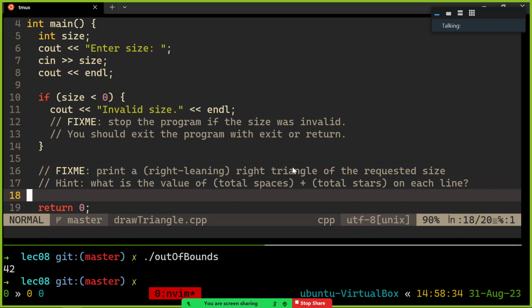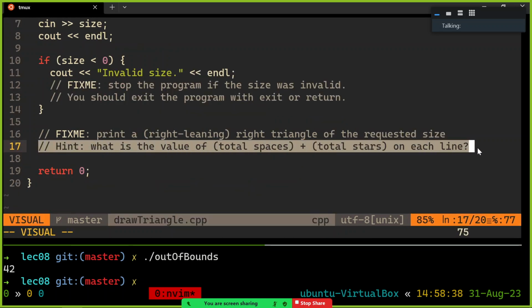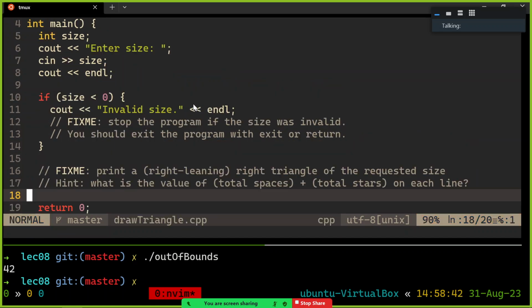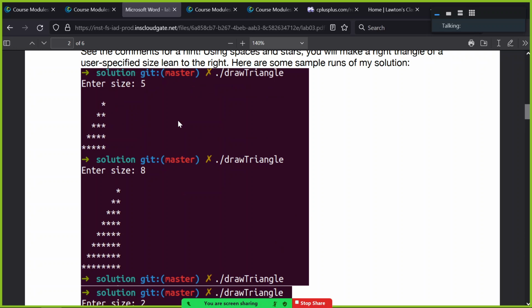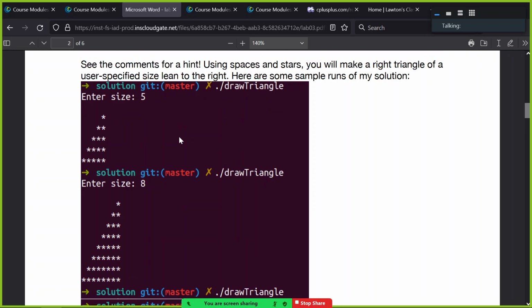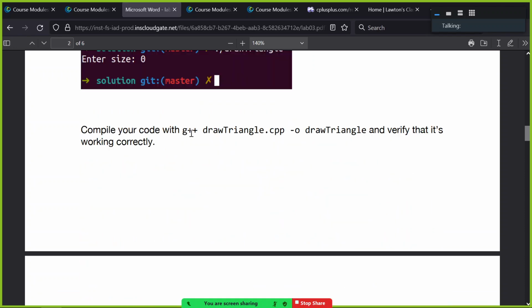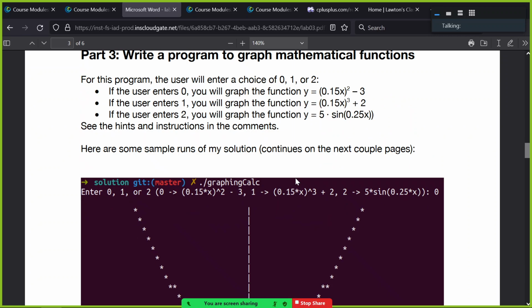Print that leaning right triangle of that size. And my hint to you is read this comment. It should help with your implementation. All right. So that is your triangle program. Any questions about that? So, a couple loops and an if statement or so. That's for that one. And so compile and run as usual. We good with that one? That's the first part. That's the easiest part.